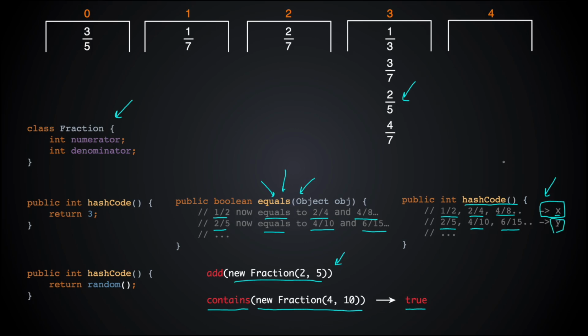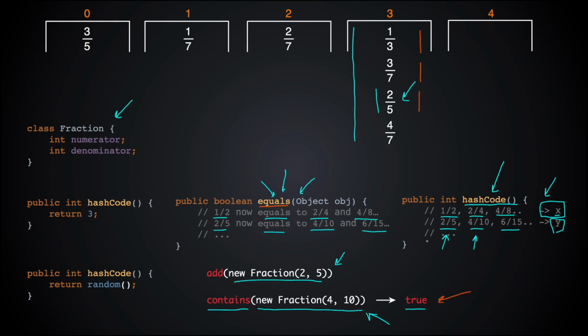When we override the hashcode function like that, and we call the contains operation from the fraction 4 divided by 10, we will get the same hashcode as for the fraction 2/5. So we will end up going to the same bucket, the bucket number 3, and we will go through each element inside this bucket and call the equals function to verify them. This is not equal to 4 divided by 10, and this is not equal to 4 divided by 10, and this one is equal to 4 divided by 10, so our contains function will return true.